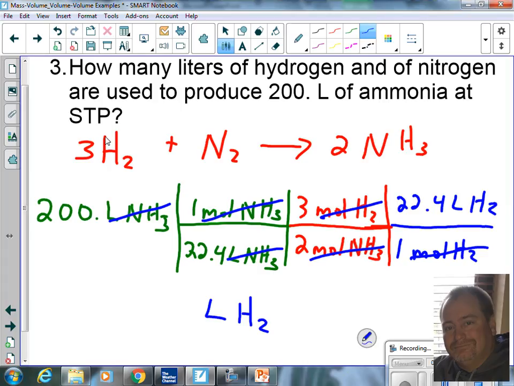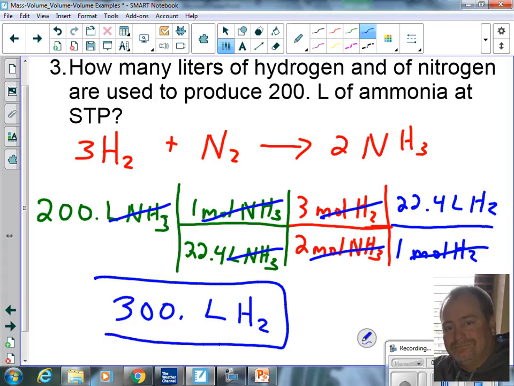Once I do my math, I come up with... I have to put that decimal to signify that I have 3 significant figures. I could put a bar over the last 0. That would signify 3 sig figs.